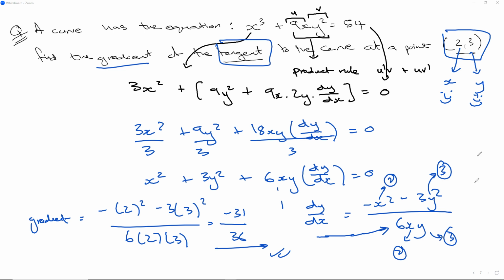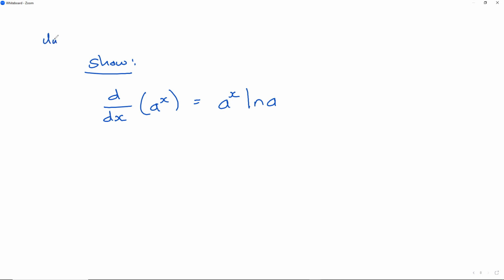Now we're going to pick up the difficulty level on the next question. Okay. The next question is going to be the following. Using implicit differentiation, I want you to show that d/dx of a to the power of x is equal to a to the power of x ln a. Okay, so using implicit differentiation, see if you can do that.